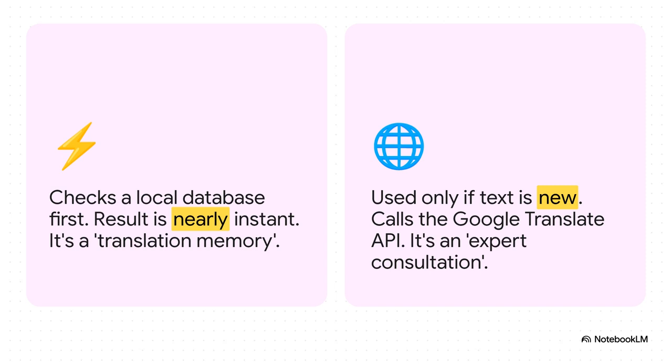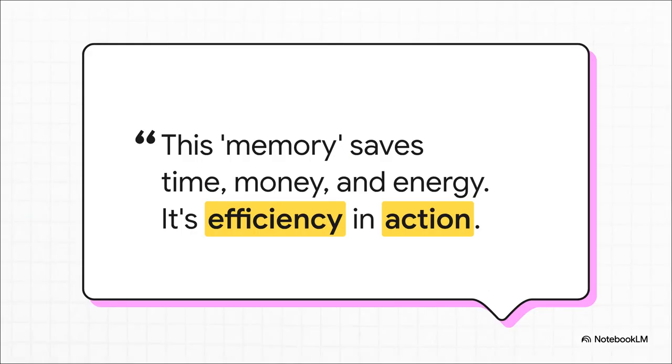It's only if the text is brand new that the system has to make what we're calling an expert call and reach out to the Google Translate API. This cache is basically the system's translation memory. Think about it. For all those common phrases, headings, or sentences that it's definitely seen before, it finds a match and gets to completely skip that expensive, time-consuming external call. This single design choice right here is the real reason the whole process feels so incredibly fast.